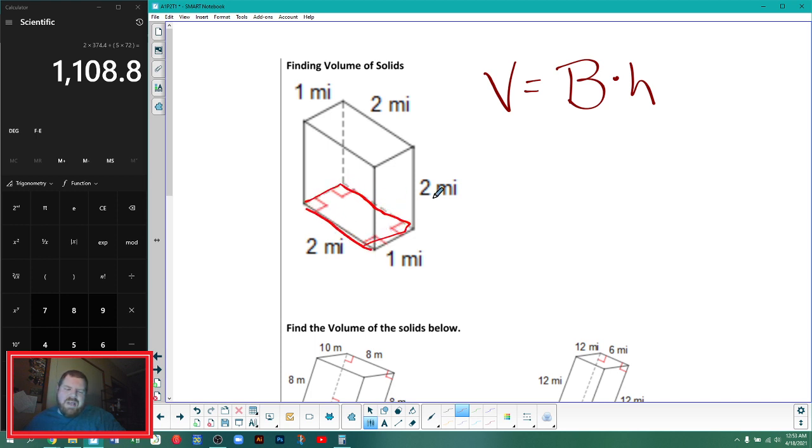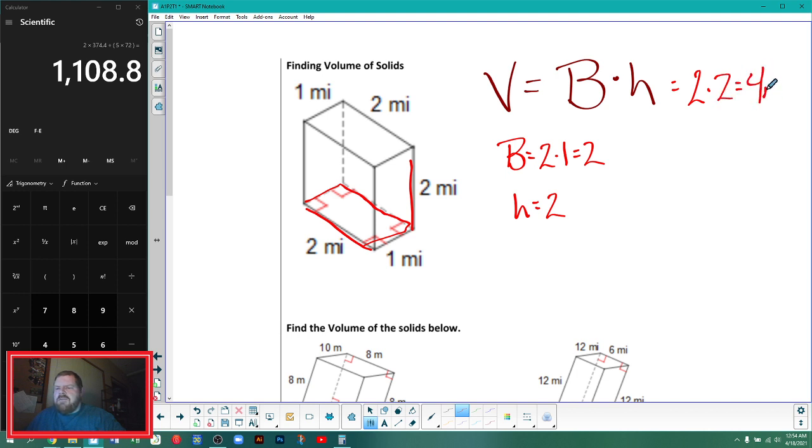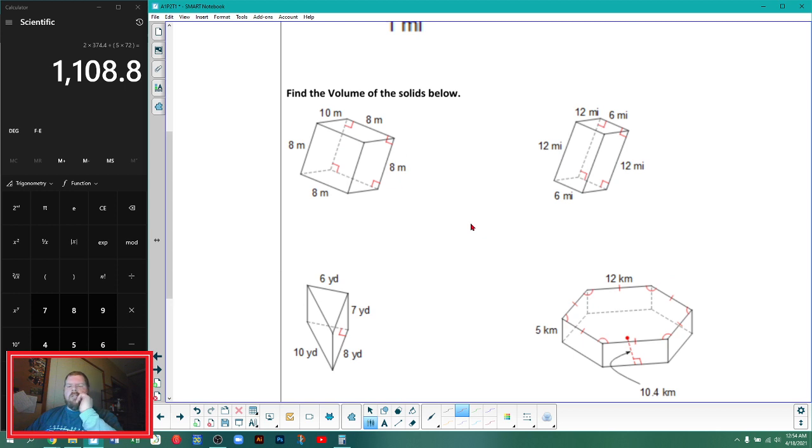Let's look at this as my base. It's 2 times 1, so if I'm looking for area of the base, 2 times 1, which is 2. And the height, the distance between the bases, is also 2. So for volume, I would have 2 times 2, which is the same 4 cubic miles that we found before. Meaning that there's 4 cubes that are 1 mile by 1 mile by 1 mile that would fit inside the shape. Not too bad.